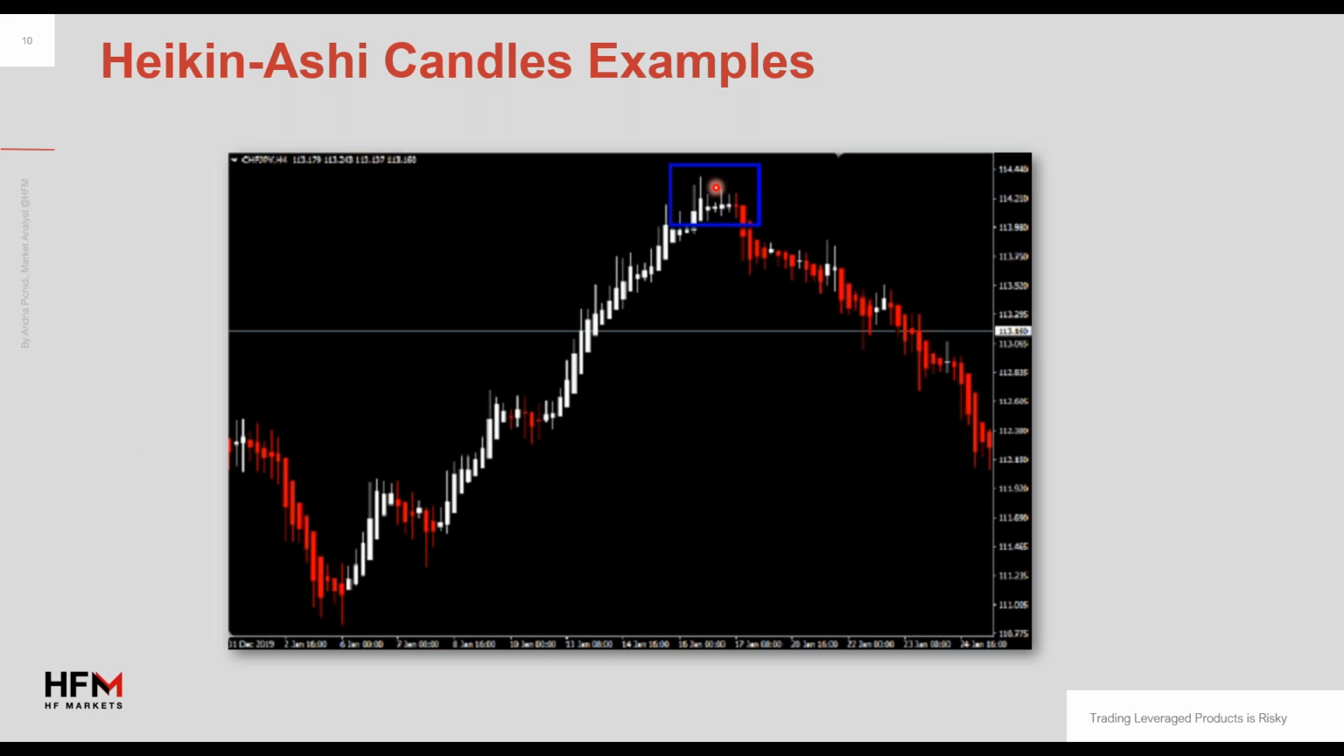So both, to have a change in the color and candles that have lower and upper wicks. Okay, so that was when the confirmation came here. In this one, if you weren't sure, you could wait for the following one.